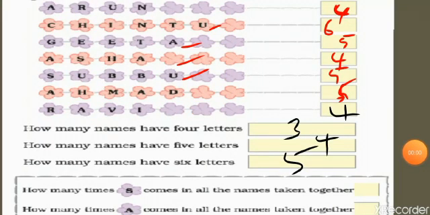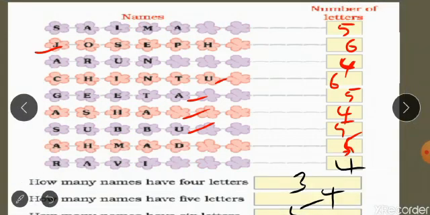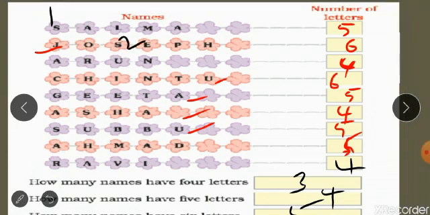Can you understand? Now you just observe the questions in the given box. How many times does S come in all the names taken together? So in all the names, you have to calculate how many S's are present. So now you just move to the name list. In Salma you have 1 S, and in Joseph you have 2. In Arun there is no S, and in Chintu also there is no S. In Geeta no S. In Hasa that is 3 in number, and in Subbu there are 4.